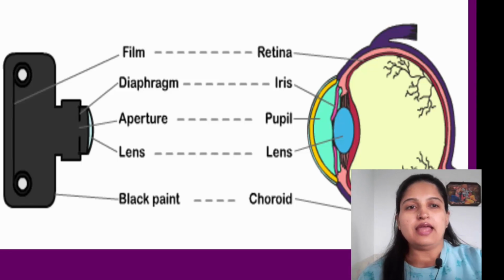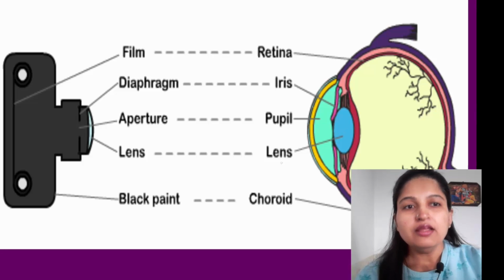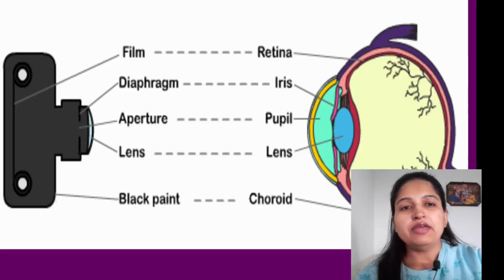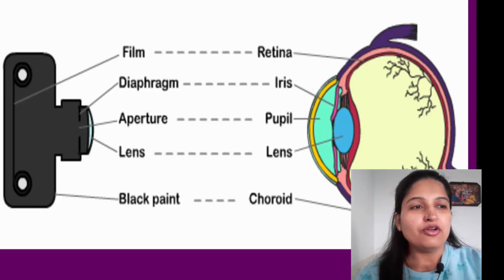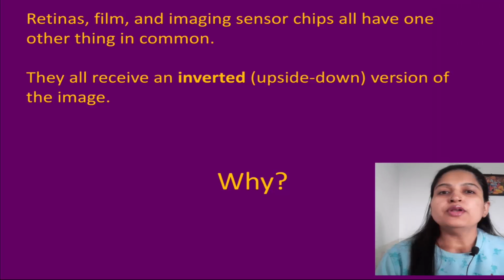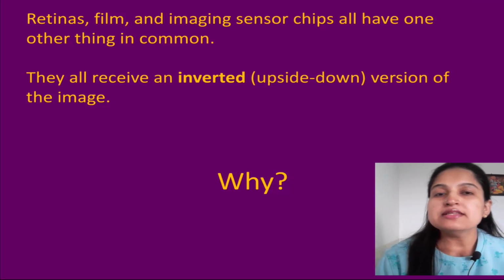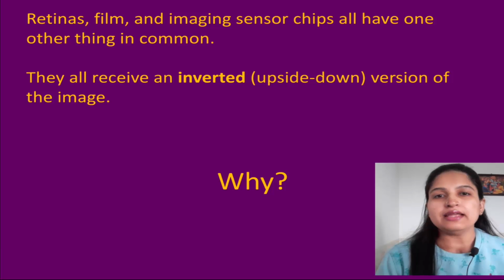In the camera we have a lens, and in our eyes we also have a lens. And in the camera we have this black paint to protect our images from any kind of damage, and in our eye we have the choroid or the sclera layer. Okay, now we have discussed the similarity between an eye and a camera.